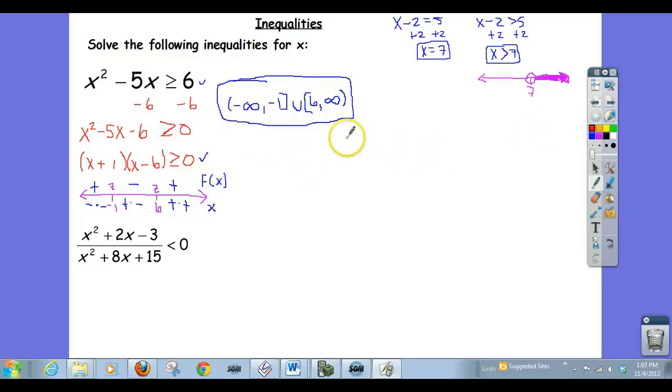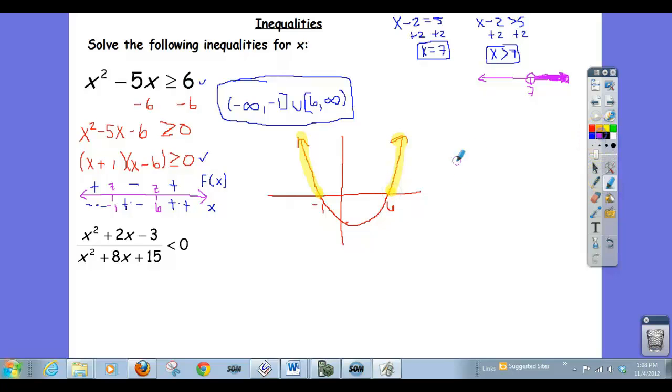Just to connect this to the graph, notice that if we graphed x squared minus 5x minus 6, we would get a function that looks like this. You don't have to do this. I'm just trying to connect this to what we got. So notice the y values are positive here and here, and obviously equal to 0 at those places.